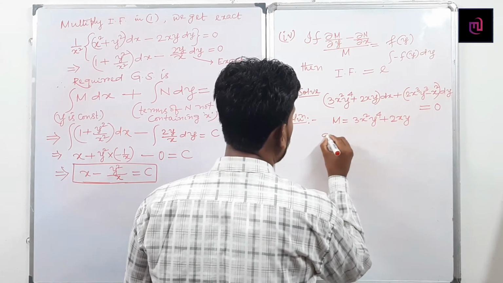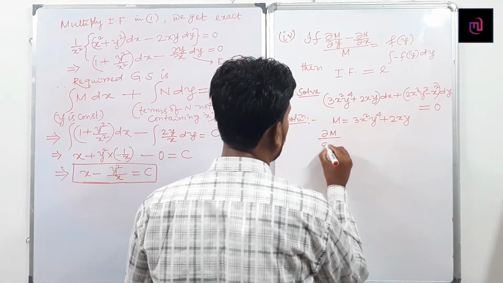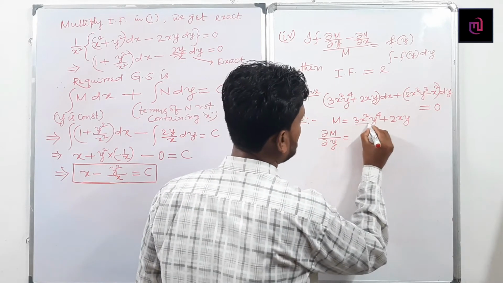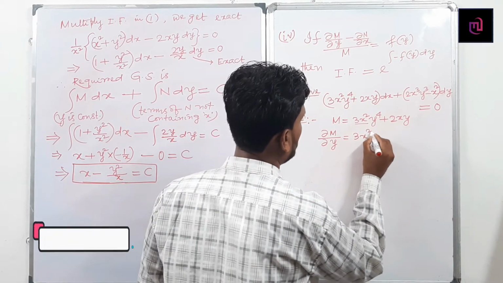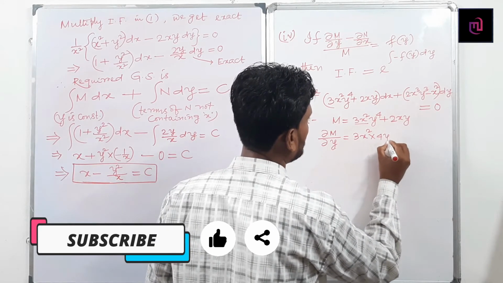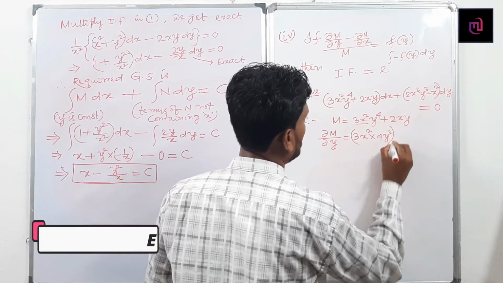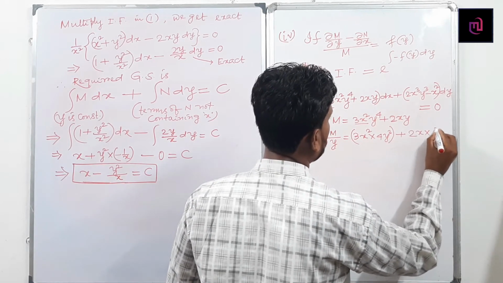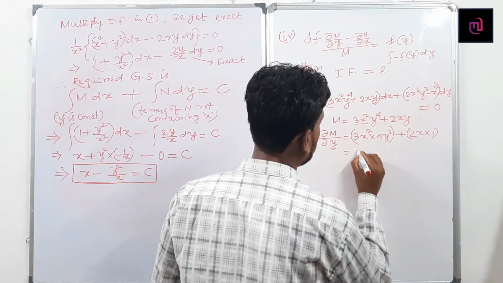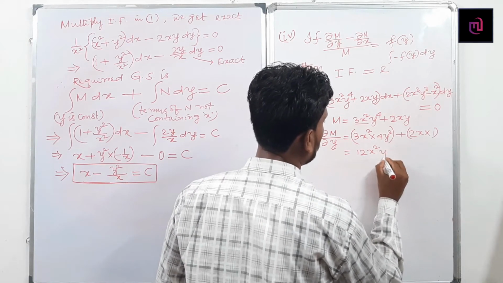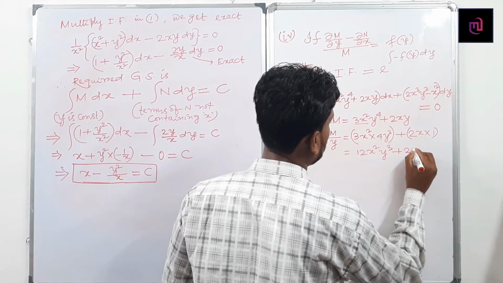So what is del m by del y? Taking partial derivative with respect to y, this part becomes constant. So 3x square into del y of y to the power of 4, that means 4 into y cube, plus 2x is constant, del y of y becomes 1. So finally we can write 12x square y cube plus 2x.